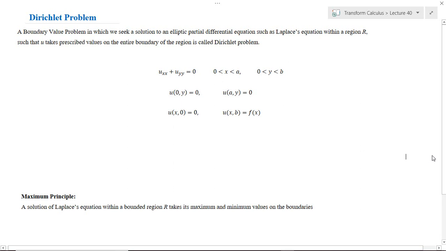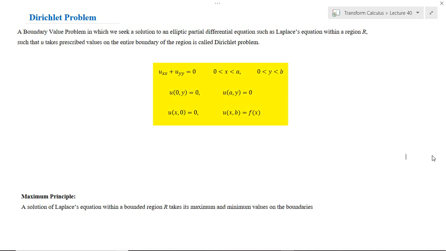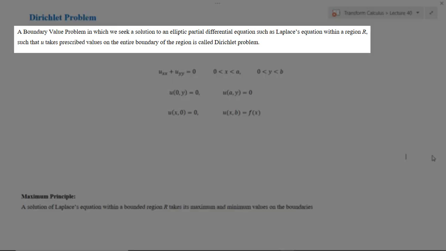Dirichlet problem is not something new, we already had it. These types of problems have some specific requirements. Here you can see one Dirichlet problem based on a definition: a boundary value problem in which we seek a solution to an elliptic partial differential equation such as Laplace equation within a region R such that u takes prescribed values on the entire boundary of the region is called a Dirichlet problem.